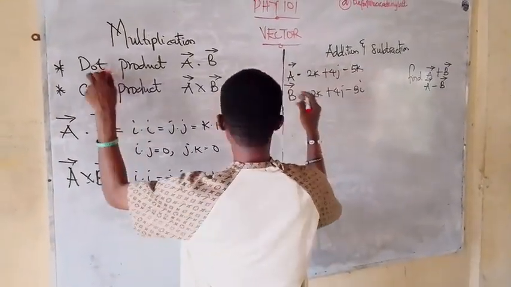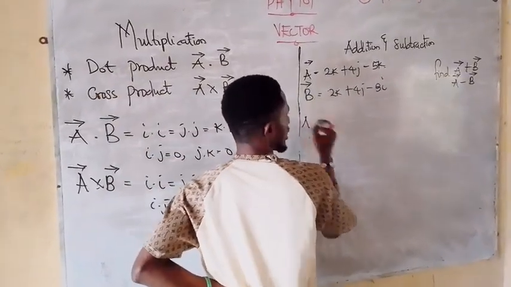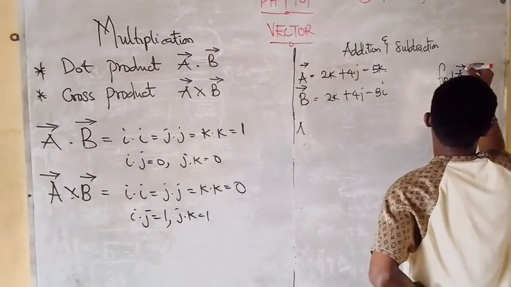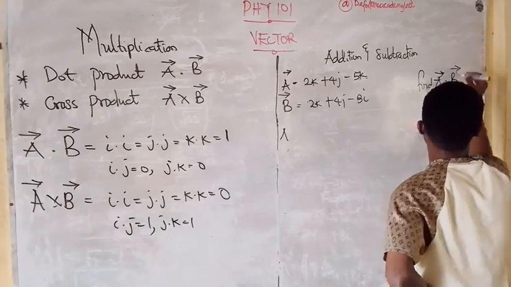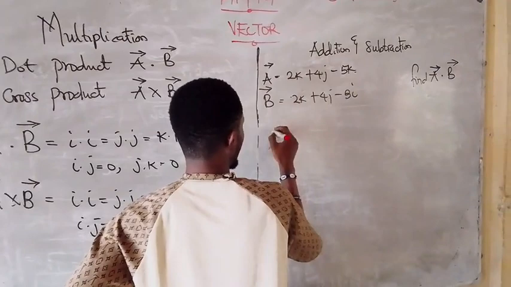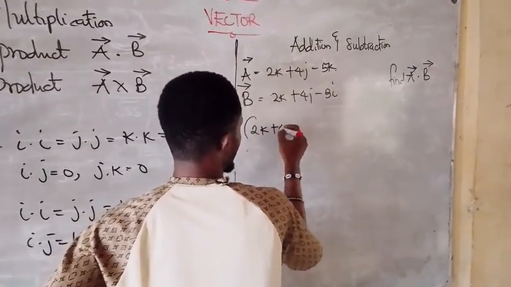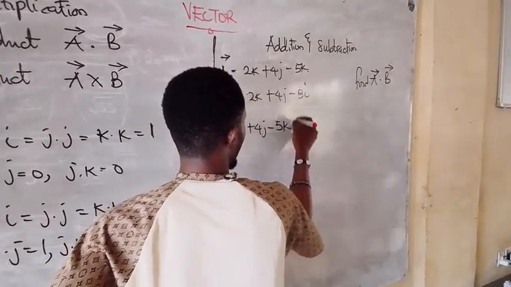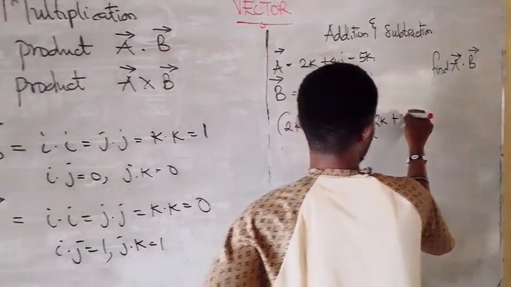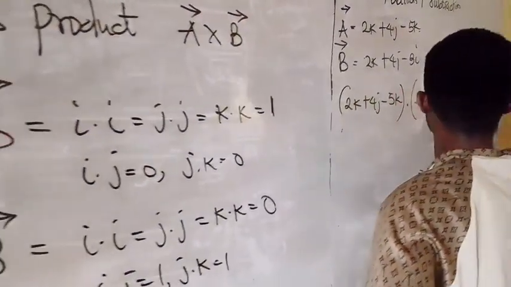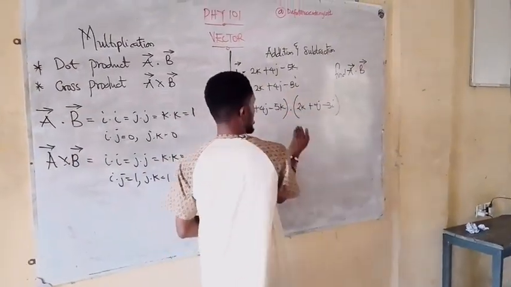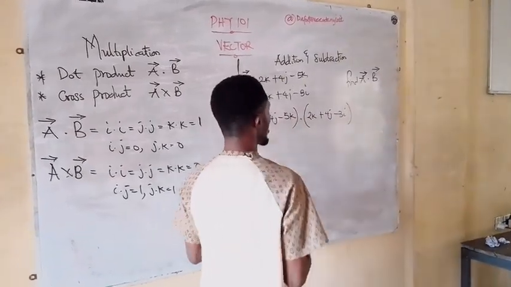Finding the dot product of this. Let's say they said, find vector A dot vector B. So yeah, okay, I've already done it there. So I'll pick this guy, bracket 2k plus 4j minus 5k. Then I have dot 2k plus 4j minus 3i. Now, this expansion method, there's no sign here. So I cannot come and say open brackets. No. Here I'm going to expand.